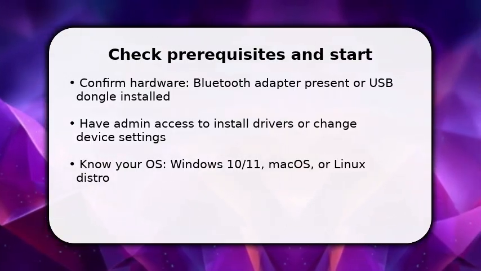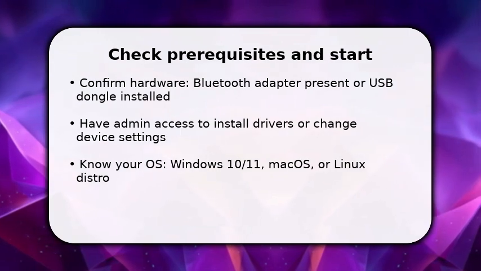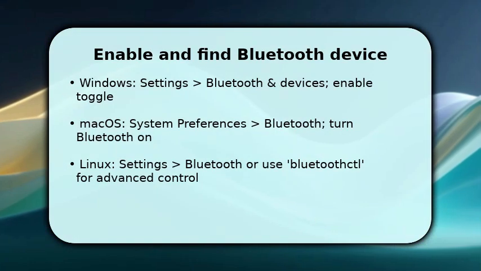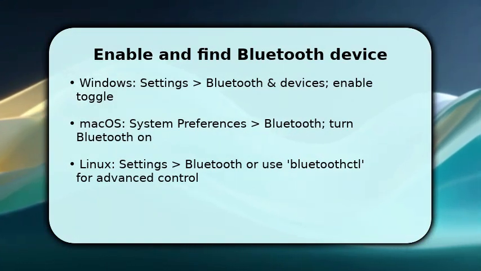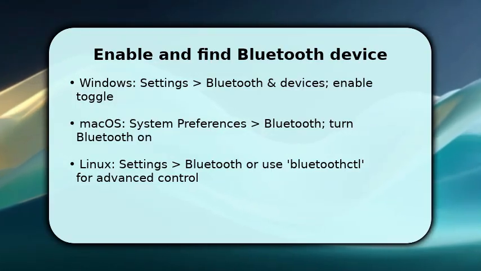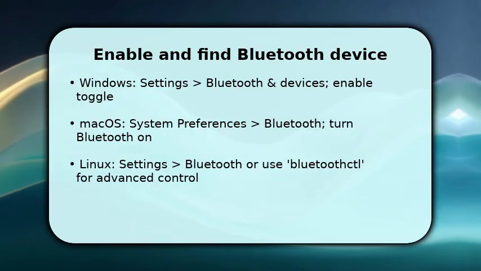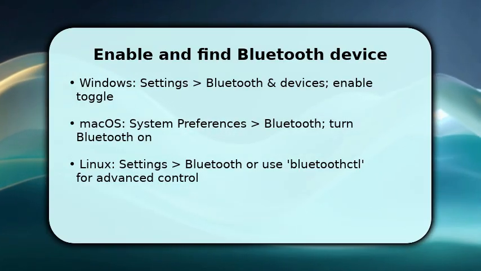Next, locate Device Manager or System Report to see the adapter listed before attempting to enable it. Now you enable and locate the Bluetooth interface. On Windows, go to Settings, Bluetooth and Devices and flip the toggle. If missing, open Device Manager and look for a Bluetooth entry or unknown device.